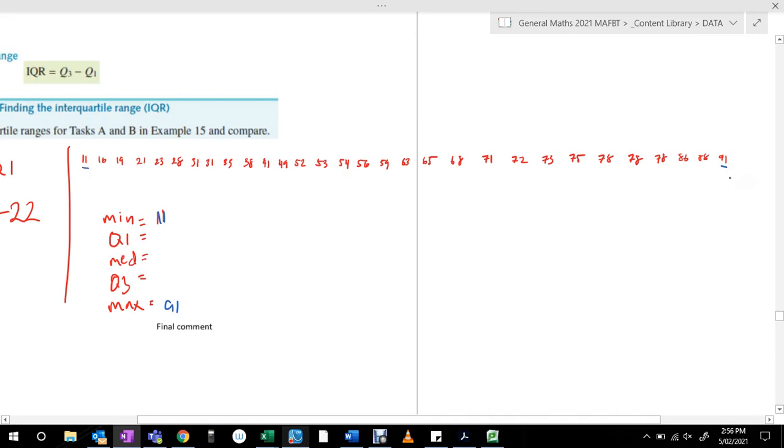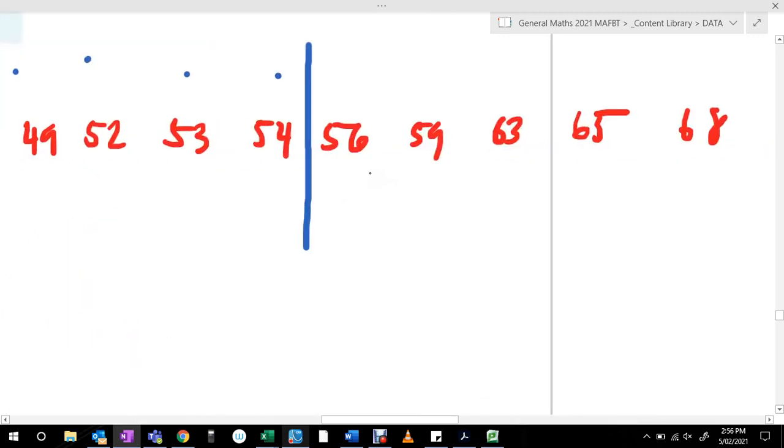The next thing is to find the median. Now, what do you do if there's too many numbers with a median? 30 plus 1 divided by 2. Good. So what does that equal? 15.5. So that means we look for the 15.5th number. So 1, 2, 3, 4, 5, 6, 7, 8, 9, 10, 11, 12, 13, 14, 15. So that means the median is right here, between 54 and 56. So it's just 55. Yeah, so the median is 55. Easy.